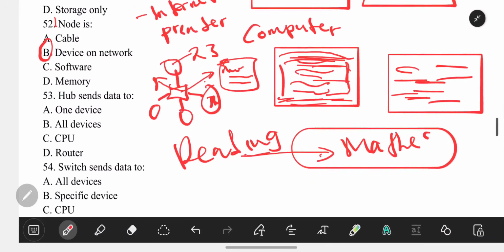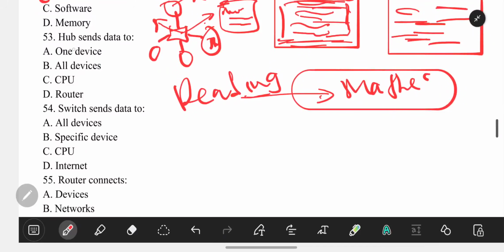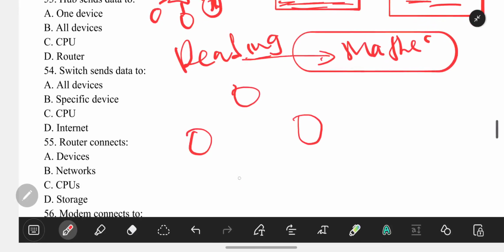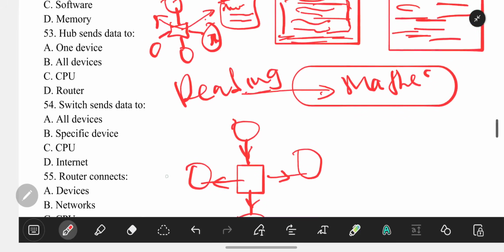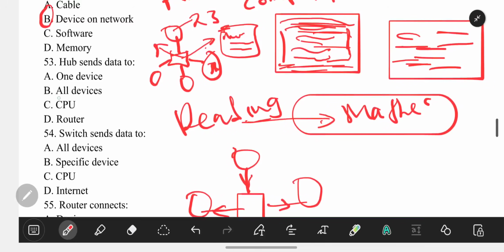Number 53, which is our hub, sends data to all the devices. If you watched the other video, we talked about the hub. So the hub is this one. This is the connection of the computers. Let's say if you send a signal here, whatever message you send shall be directed to all parts. So that is a hub. You send here, it goes like that. So a hub sends data to all.